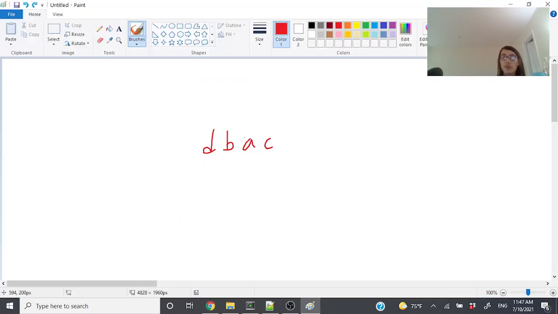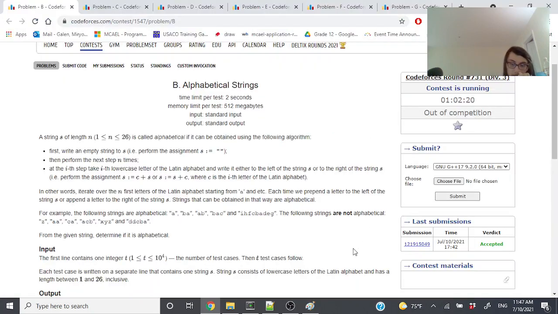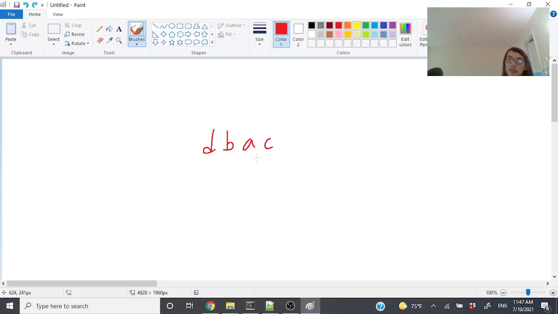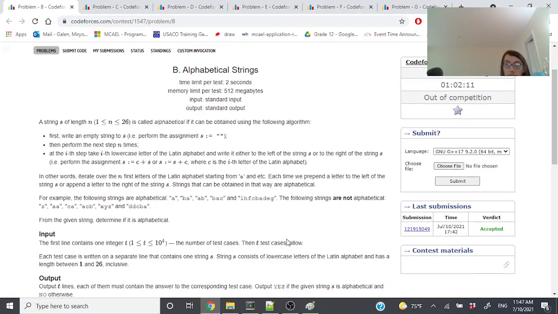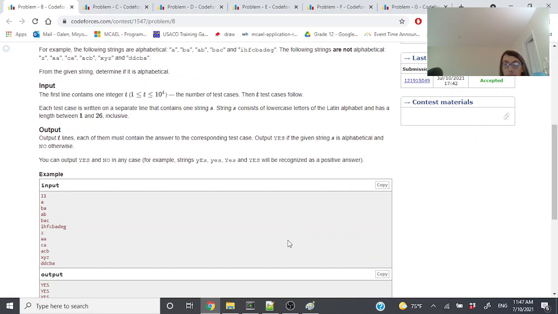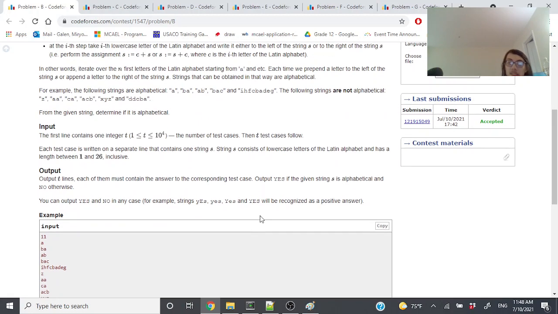We're given a string. We want to see if it was constructed using this algorithm, essentially. So if it was constructed by starting with A, then putting B to the left or right, then putting C to the left or right, then D to the left or right, etc. There are a lot of ways to do this. In particular, because the string is so small, a brute forcing method would work. Not checking all permutations, of course, but it would be sort of brute forcing.